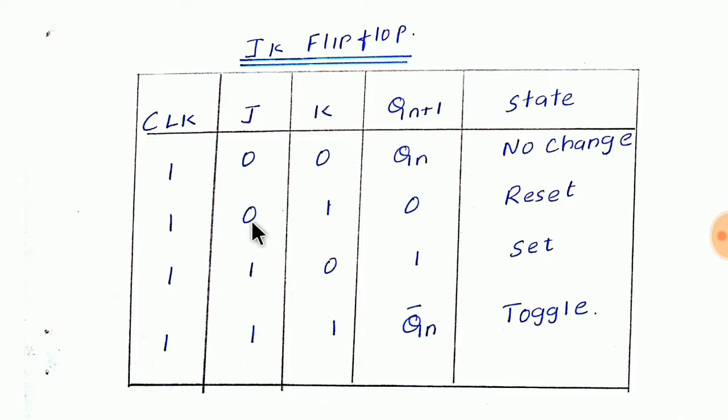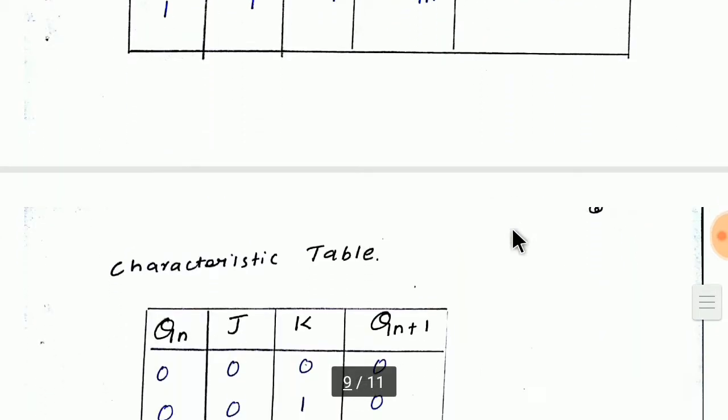Now for J is equal to 0 and K is equal to 1, it will perform reset operation. That is, the next state will be 0. For 1 0, it will perform set operation. For 1 1, whatever is your present state, say for example, if my present state is 1, that will become 0. The same way, if my present state is 0, that will become 1. That is, the toggling operation will be done.